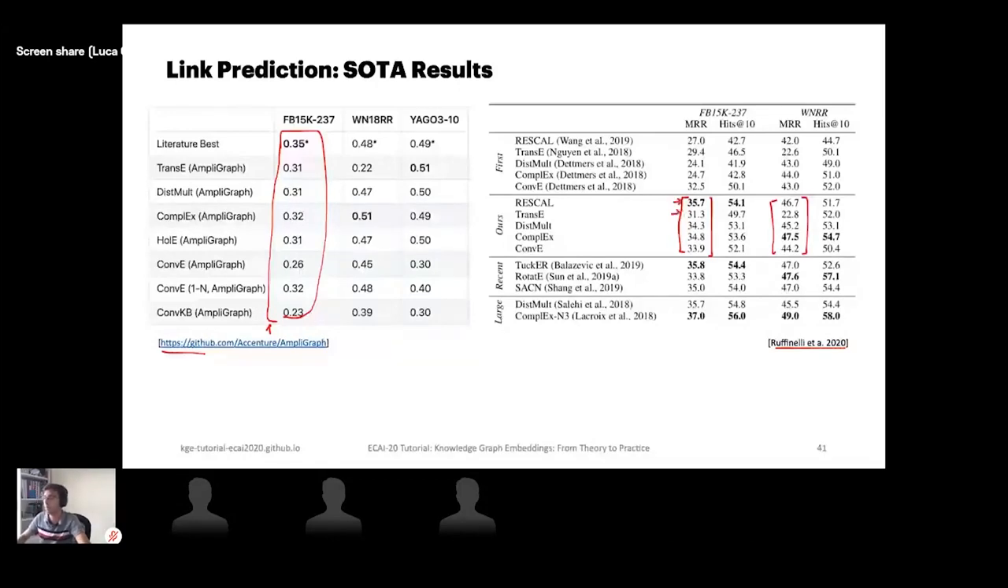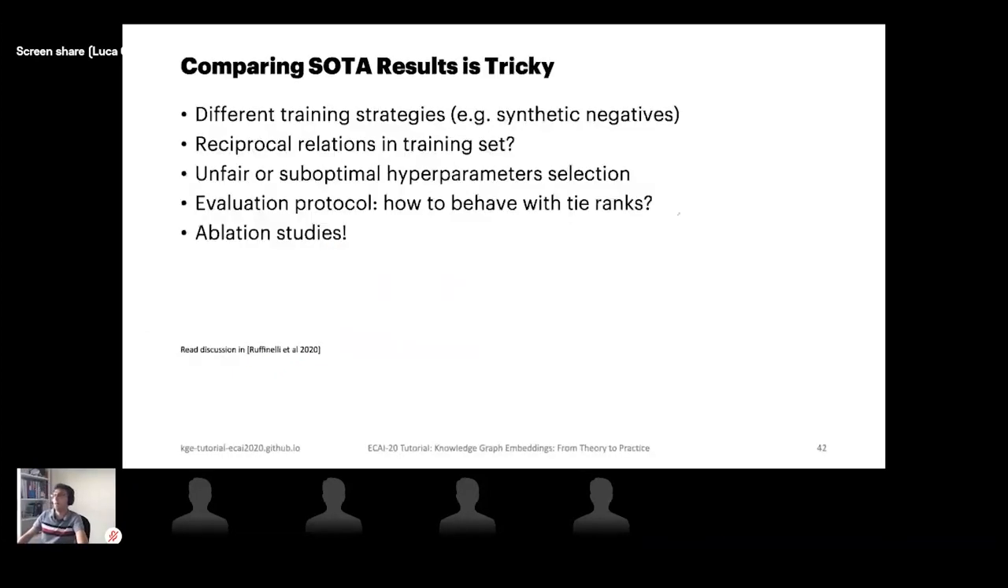So whenever you look at the latest paper published in literature, keep in mind fair comparisons are important, and good results are obtained pretty much across the board recently when proper components are adopted. And this is pretty much what I just said, right? So again, keep in mind different training strategies, for example, how synthetic negatives are used, whether or not reciprocal relations are used in the training set, whether a good hyperparameter search has been carried out or not.